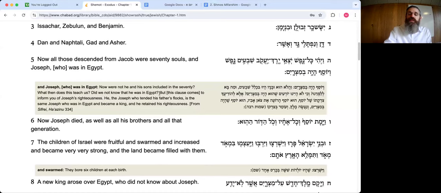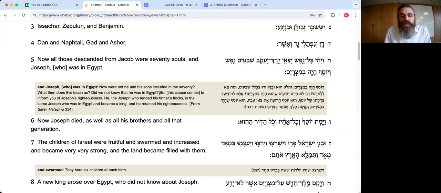In other words, we know Joseph is part of the 70. We know Joseph was in Egypt. So why does the Torah have to emphasize Joseph was in Egypt? We know he's in Egypt. We actually read the last 4 portions in the Torah, and all we learned about is the story of Joseph in Egypt. So Rashi explains, "But this clause comes to inform you of Joseph's righteousness.